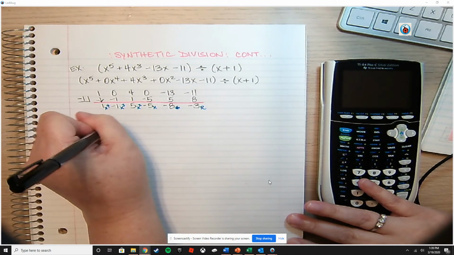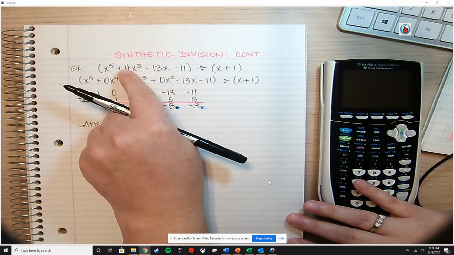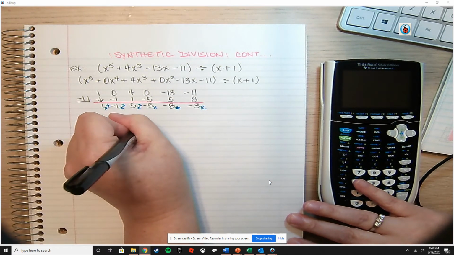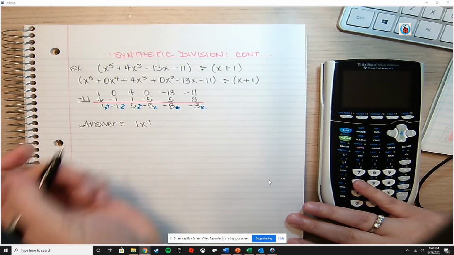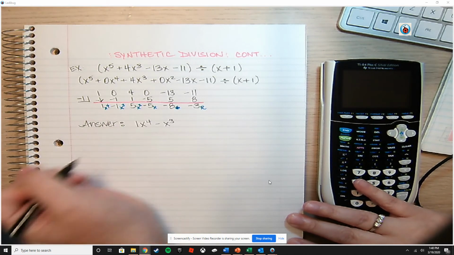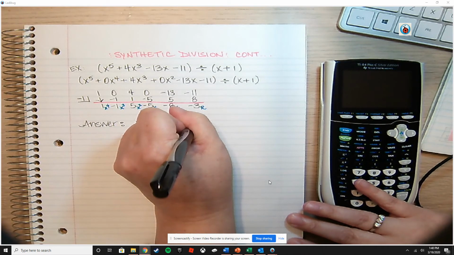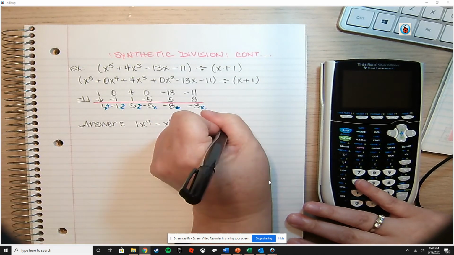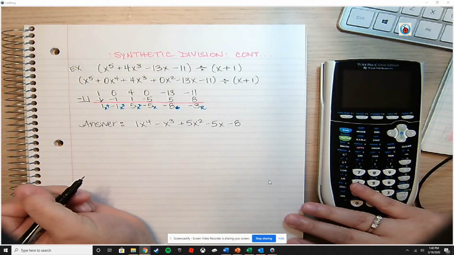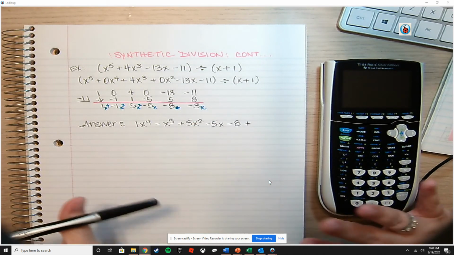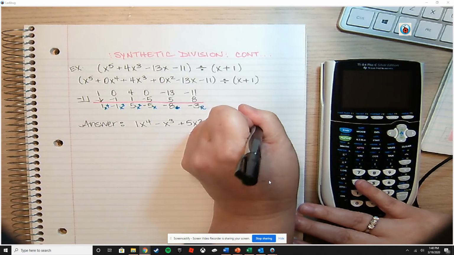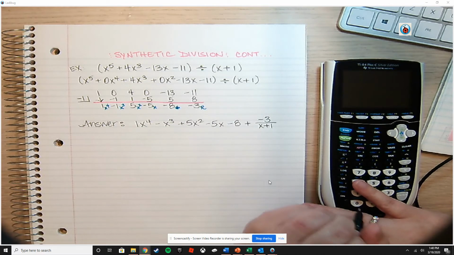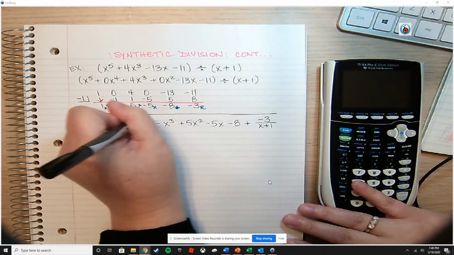So my final answer, when I divide this polynomial by x plus 1, is 1x to the fourth. I didn't have to write that 1. Minus x to the third plus 5x squared minus 5x minus 8. And then my remainder, I always put plus, but you don't have to. And then I put negative 3 on top divided by x plus 1. So now my final answer.